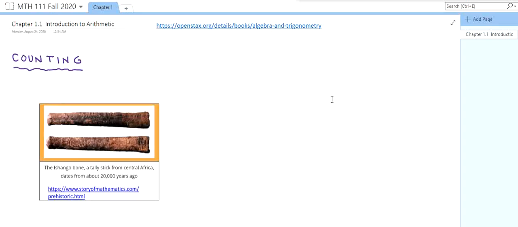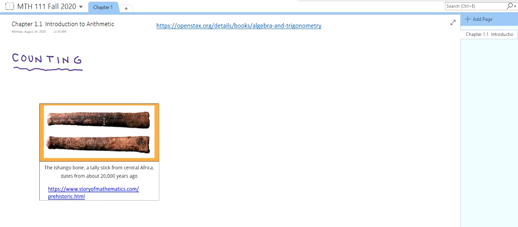Now, the history of counting is vague. There's no way really we can know when humans first began counting. I would imagine humans could count right from the inception of humans, but to what extent they counted, that's a different story. But anyways, here is a very early example of some early humans counting. This is the Ishango bone. It's a tally stick from Africa, and it's about 20,000 years ago. And as you can see, a tally stick is a stick of some type, and notches are marked in it, and you can see notches marked in this.